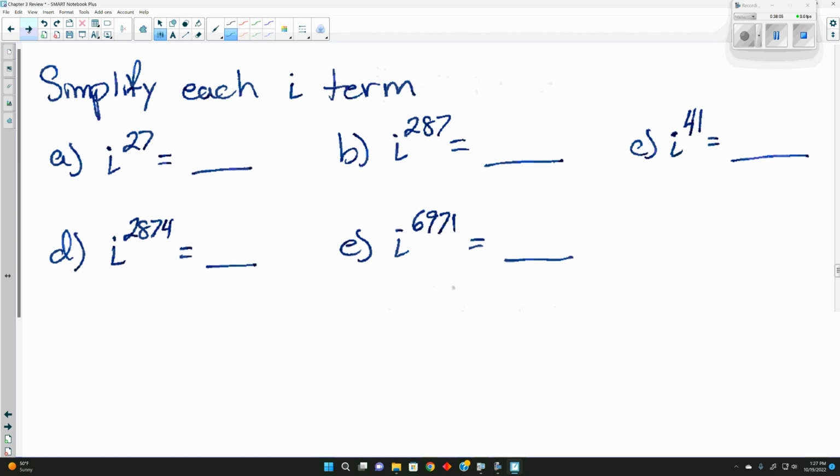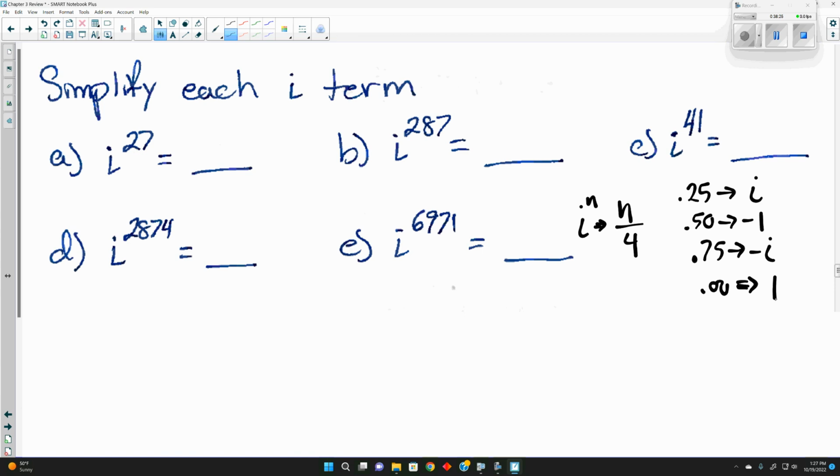Powers of i. Again, for these here, we're dividing the power by 4. If we get 0.25, it's i. 0.50 is negative 1. 0.75 is negative i. 0.00 is 1. But if it gives you 0.00, it's just going to give you a whole number, because it doesn't include 0.00 after the decimal unless you specified round to 2 decimal places.